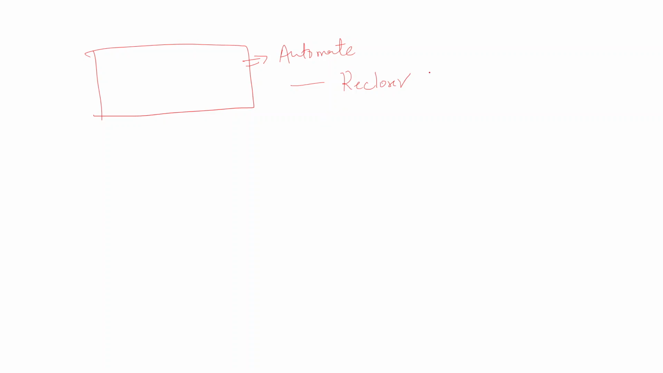Reclosers must be there so that they can isolate a circuit which is faulty. So that's why there is a term known as distribution automation system.